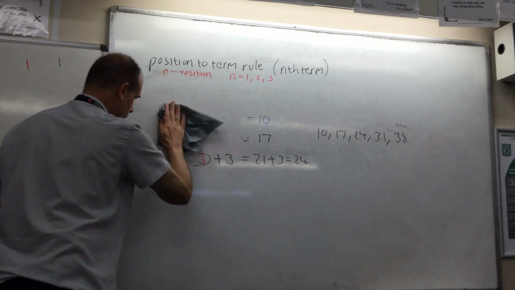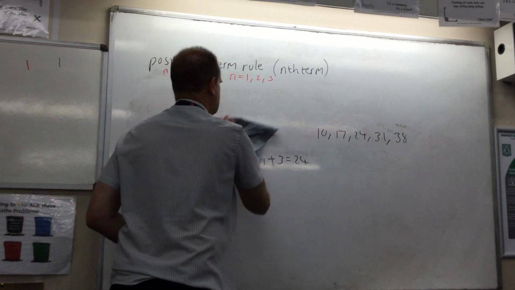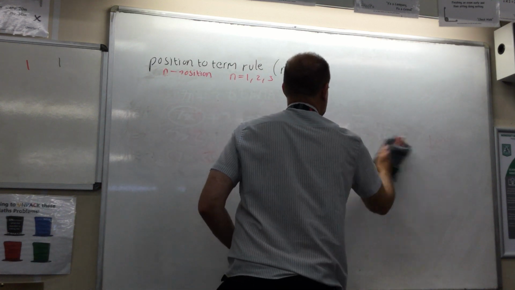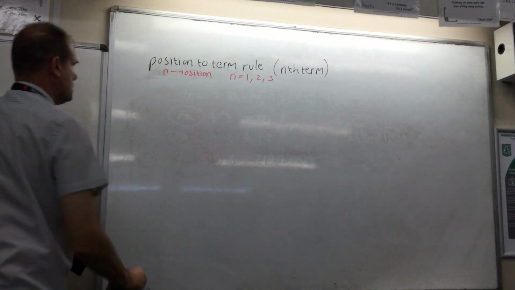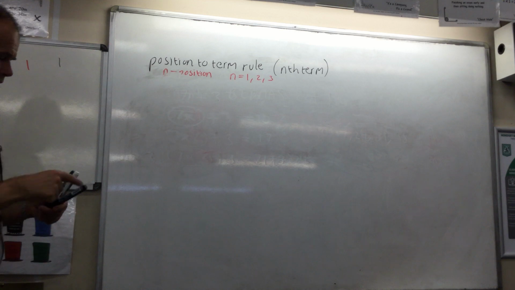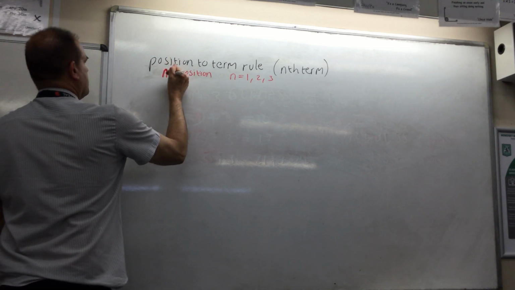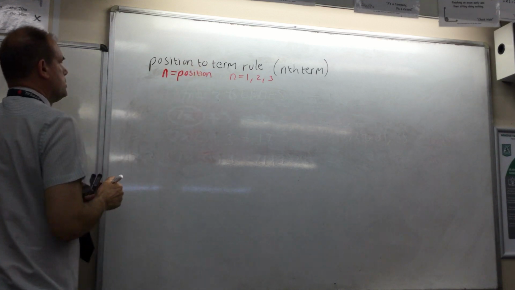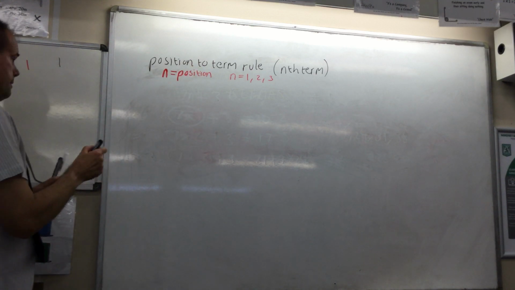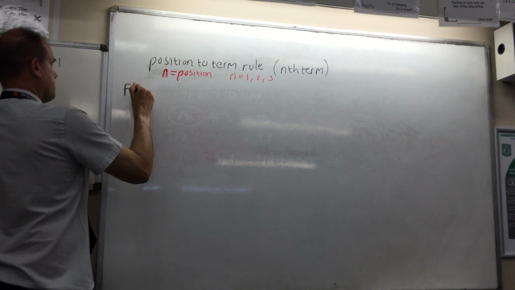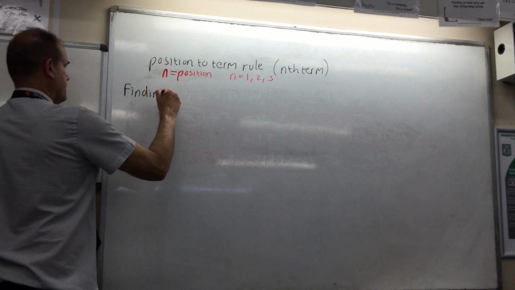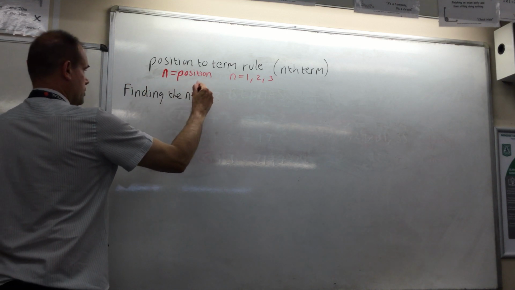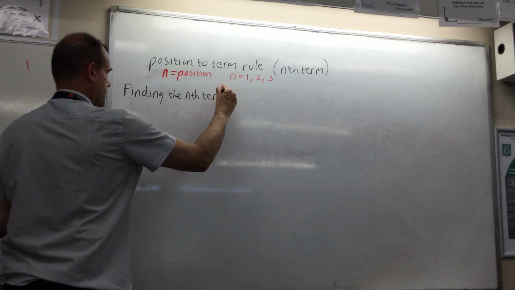So, let's put that on the board there. N is the position. Got that there. So, let's look at finding the nth term. Okay, finding the nth term, or the position to term rule. How do you do it?